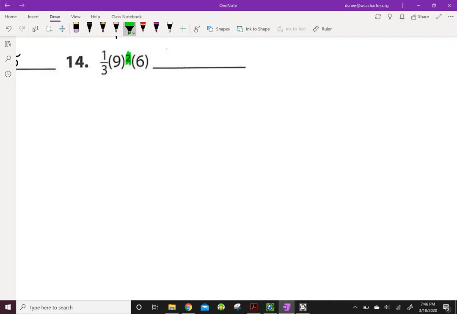Again, let's raise that 9 to the power of 2, because there's nothing to do inside of parentheses. So 1/3 times 81 times 6. 1/3 times 81 is equal to 27, times 6. 27 times 6 equals 162.